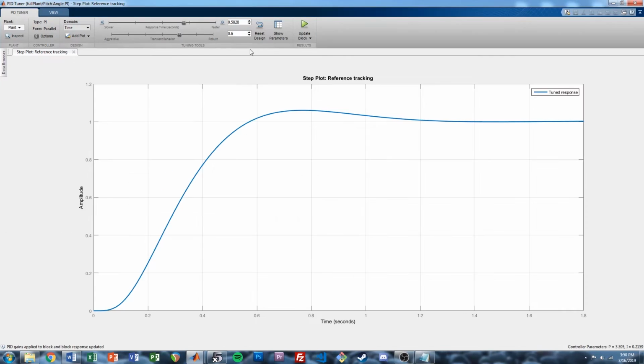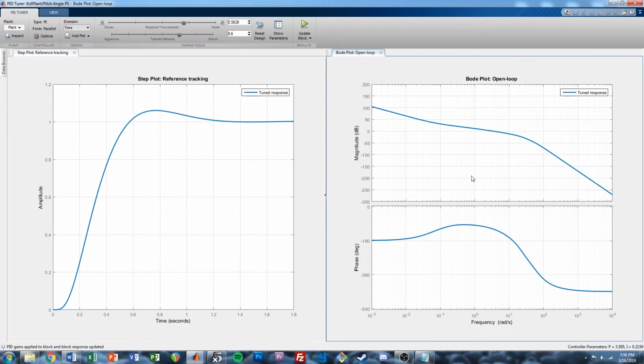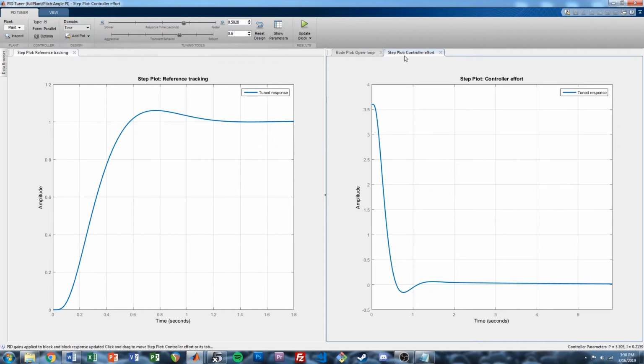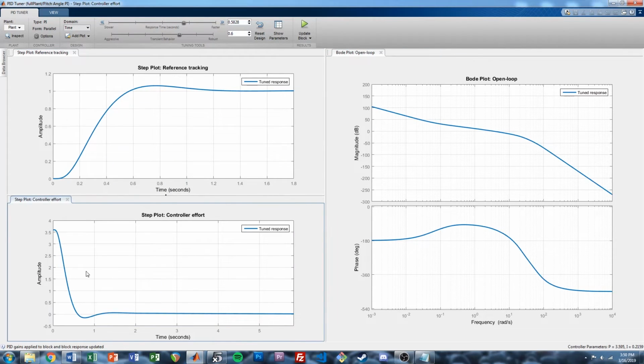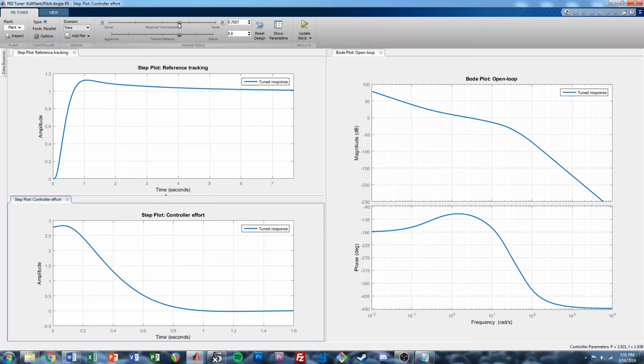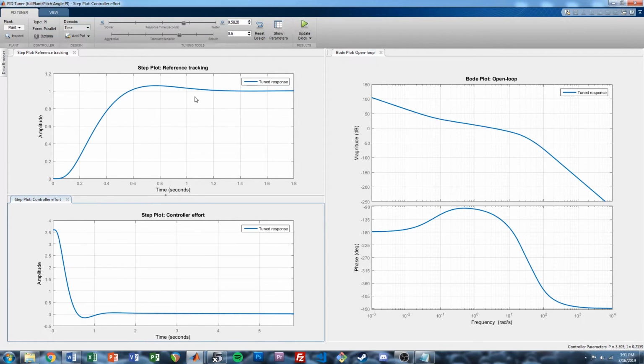So let's also look, just like we did before, at what the margins and everything look like as well. So we can add an open loop Bode plot and a controller effort plot. Bring this one down here. So that's probably okay. That's not too much deflection. Depending on what it looks like in the time domain response, we might need to slow this down a little bit. We'll see. We'll play with it, see what happens.